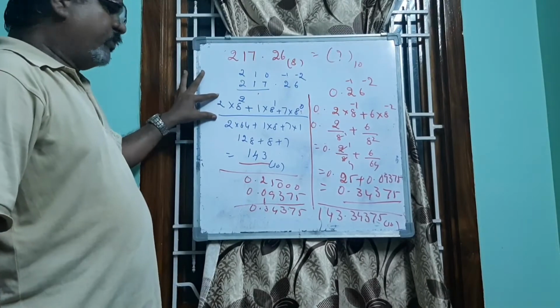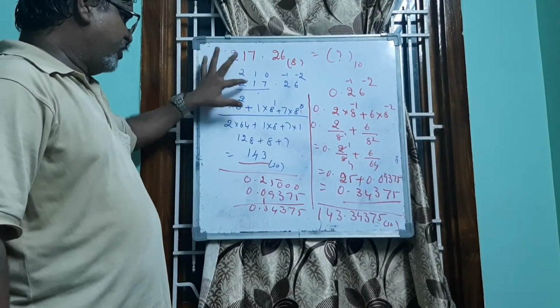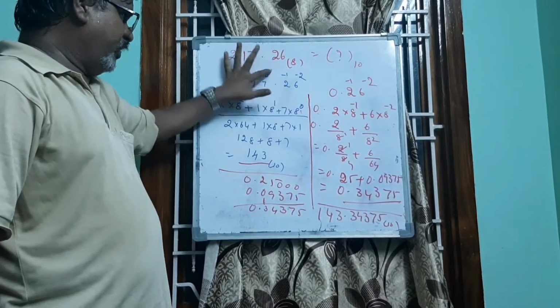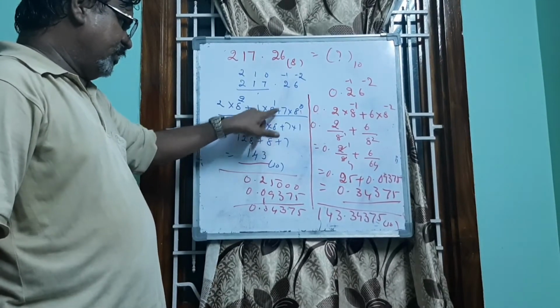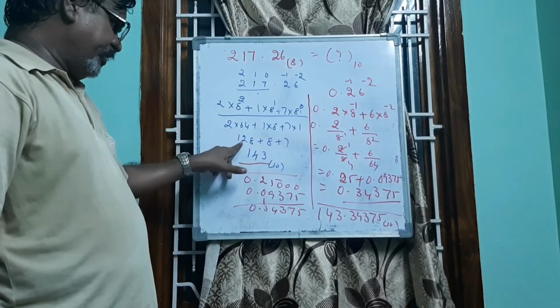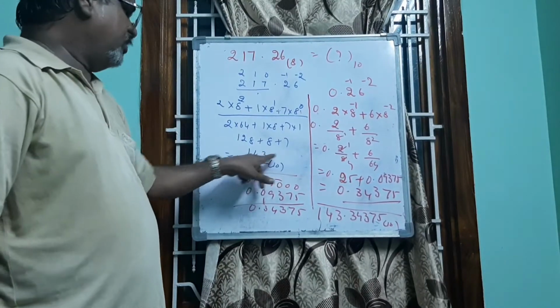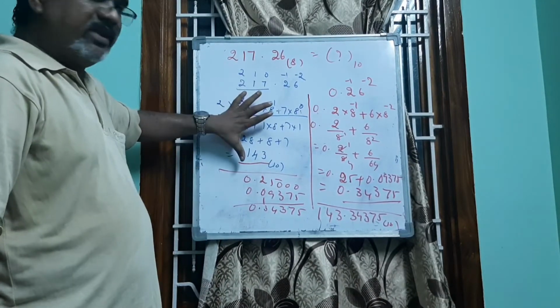Here as usual, the integer part: 2 into 8 square, 1 into 8 power 1, 7 into 8 power 0. So 2 into 8 square is 64, 1 into 8 power 1 is 8, 7 into 8 power 0 is 1. So 128 plus 8 plus 7, so we'll get 143. This is the integer part.